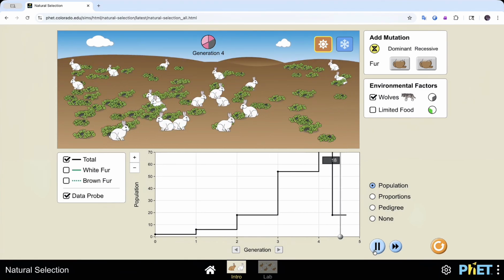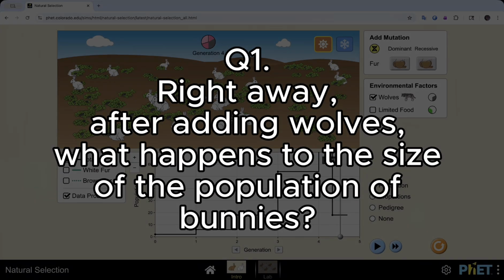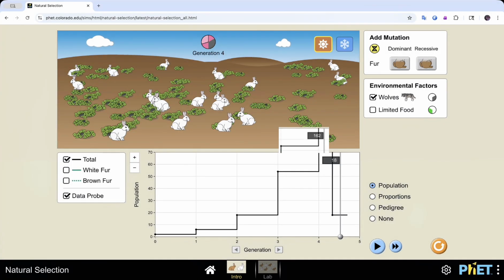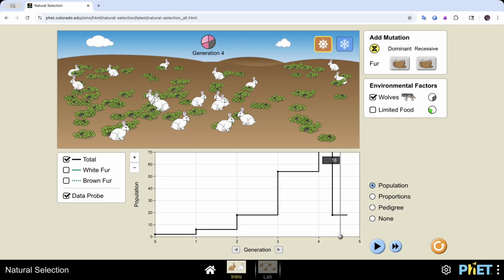Here is our first question. Right away after adding wolves, what happened to the size of the population? You can see the population dropped from 162 bunnies all the way down to just 18. That is a huge drop in a very short amount of time. The wolves are actively hunting the bunnies, so the population falls dramatically.